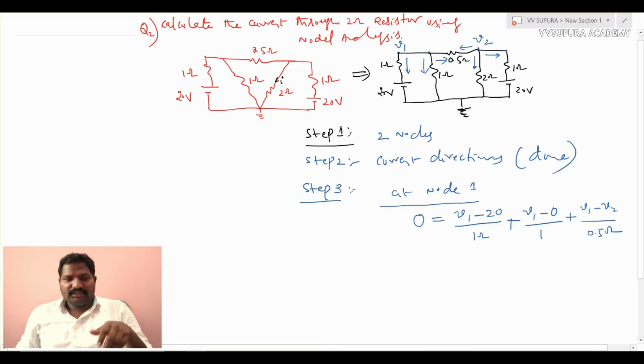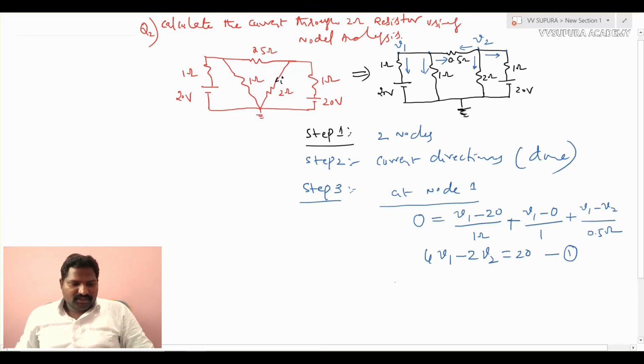So what did we forget? One more current is flowing from V1 to V2 also. We forgot this current, so now we added this current also. From this I can write 4V1 minus 2V2 equal to 20. This is equation number 1.